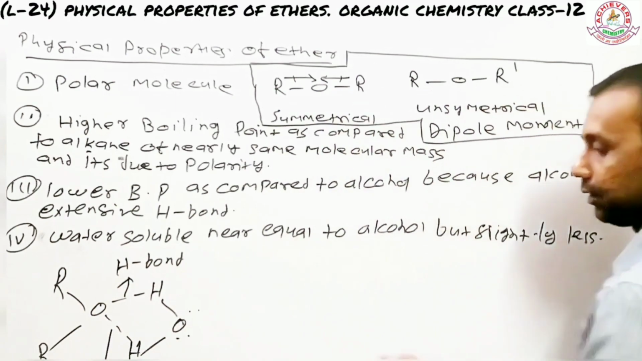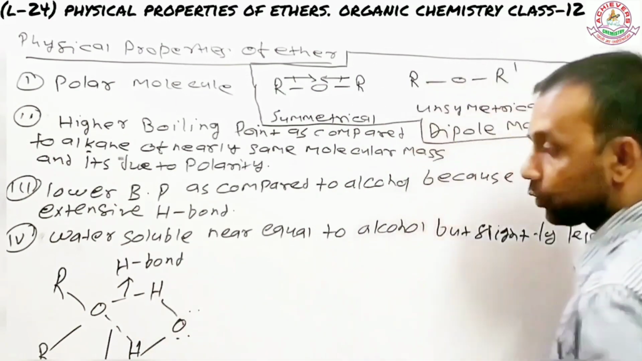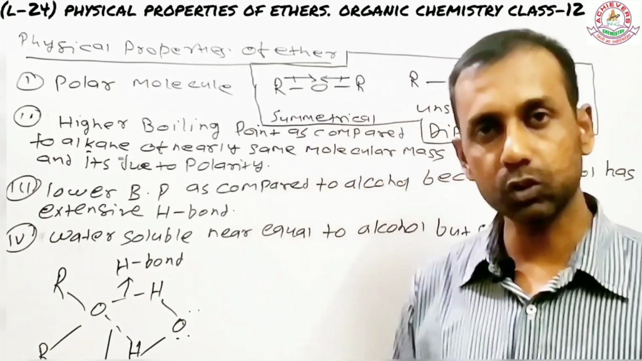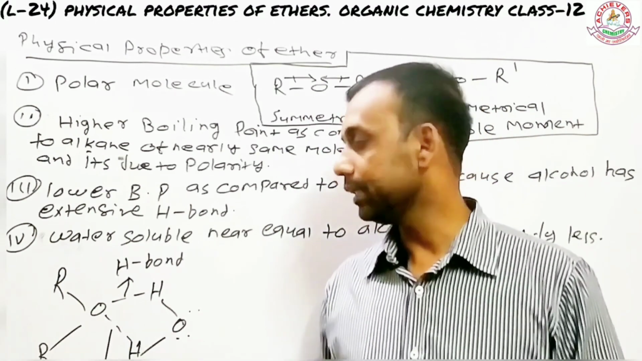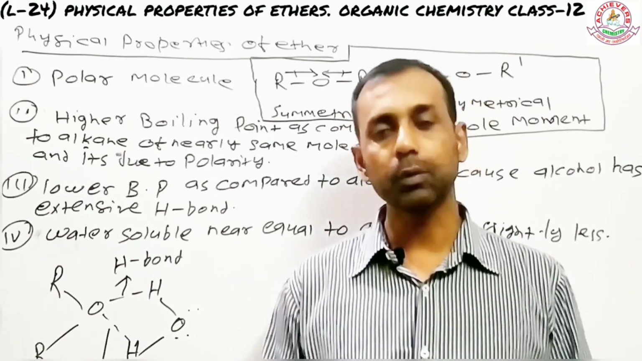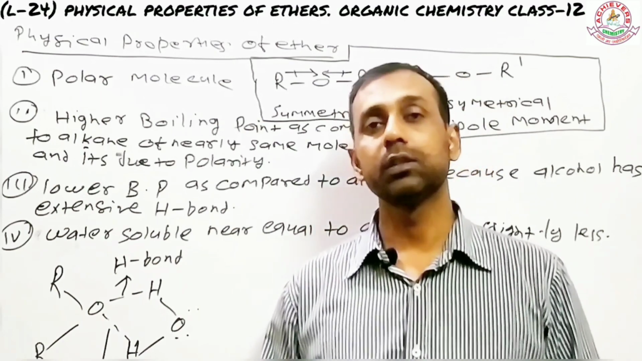Similarly, you can extend the chain here. Alcohol also forms hydrogen bonds with water, so alcohol is highly soluble, but ether is also highly soluble, just a little bit less, and it's due to the ability of making hydrogen bonds, right? So these are some of the physical properties of ether I wanted to let you know about.